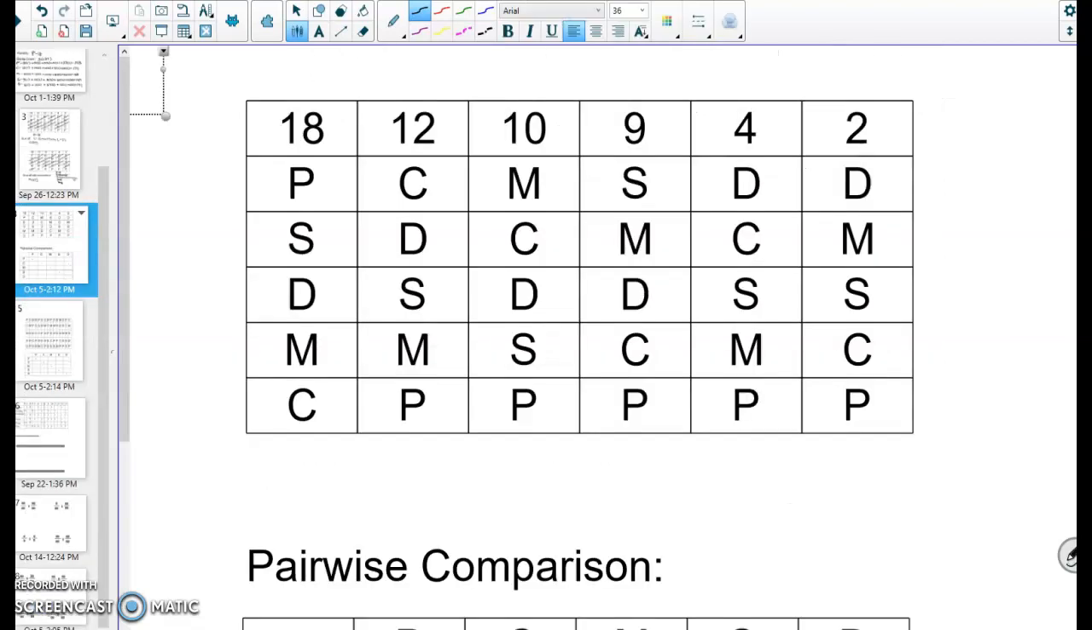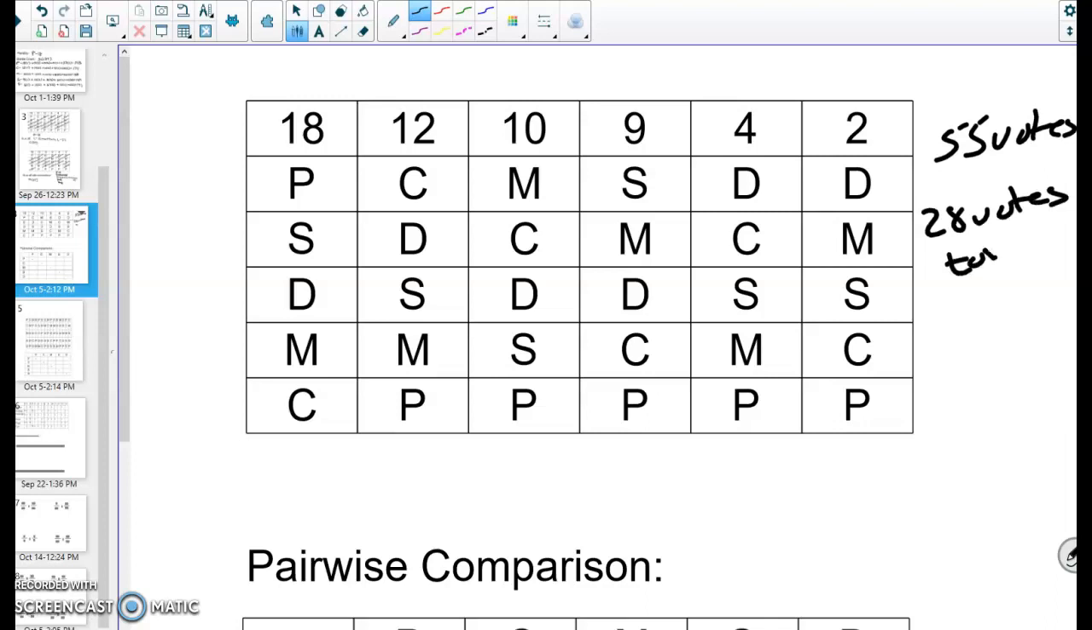All right, now we're going to move on to pairwise comparison. In this case, each letter goes up against each letter individually. When you do pairwise comparison, my first step is to add up the votes. 18 and 12 is 30, and 10 is 40. 40 and 9 is 49. 49 and 4 is 53, and 2 is 55. So there's 55 votes. If you divide that by 2, you get 27.5. So you need 28 votes to win. Each time we do this, we're looking for 28 votes.